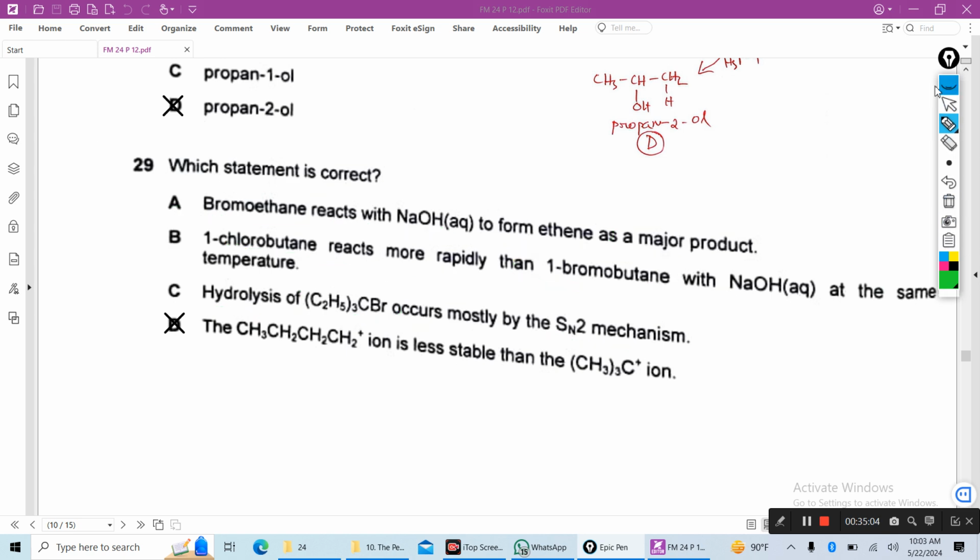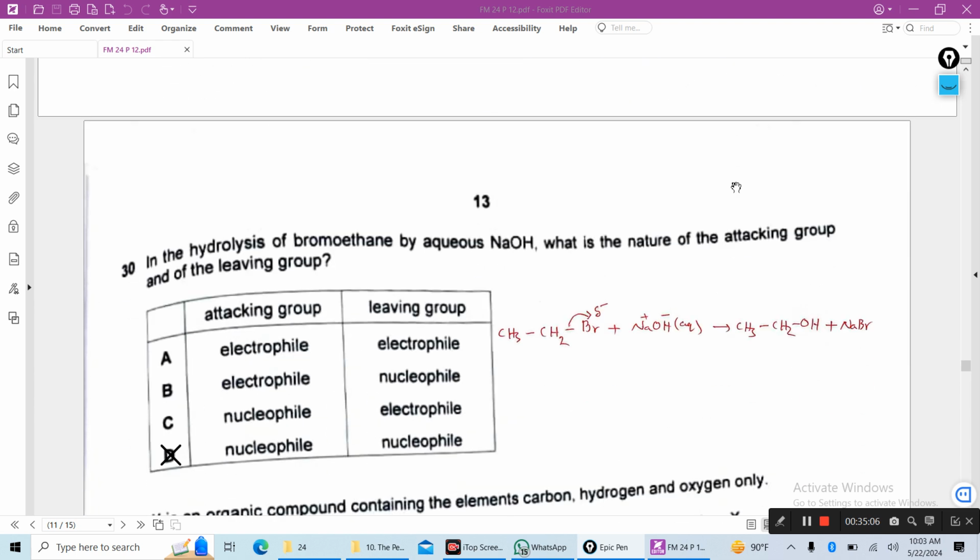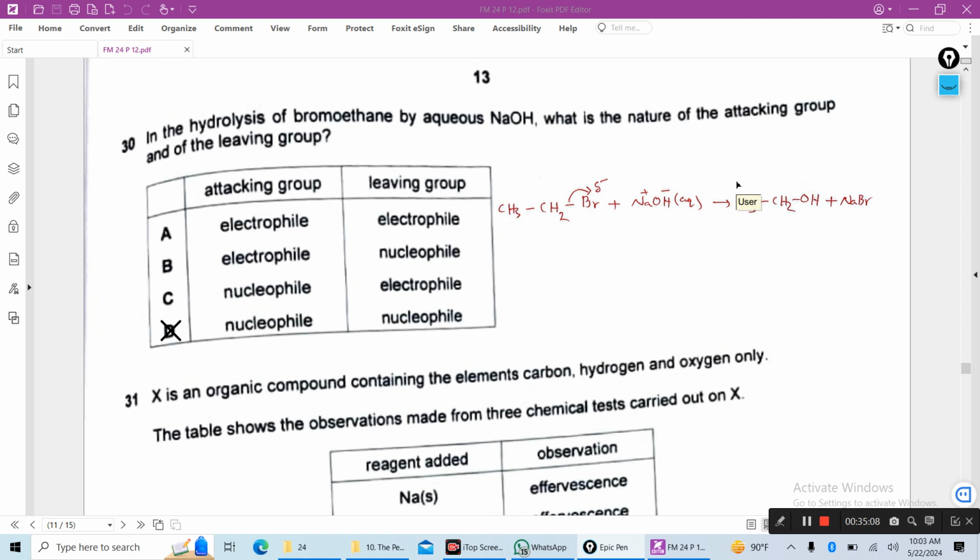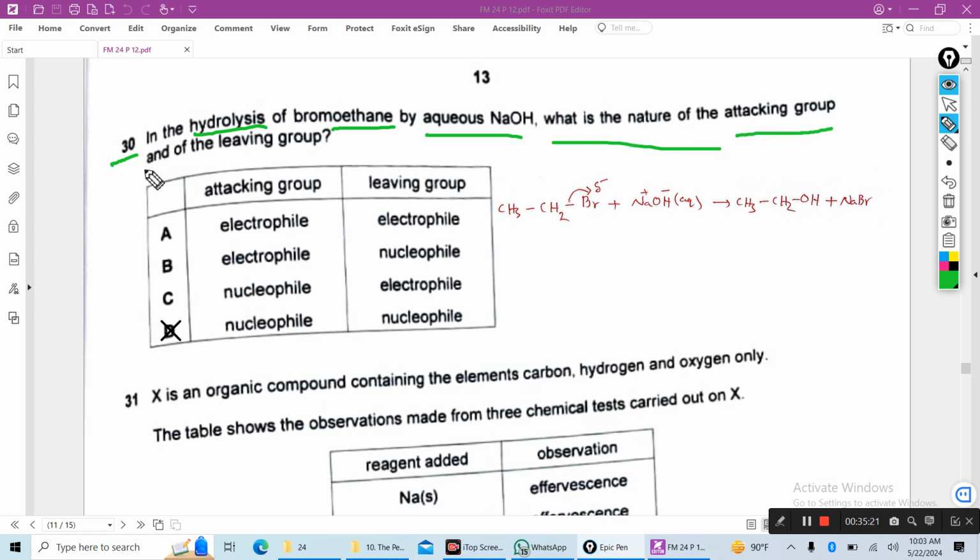Next, in the hydrolysis of bromoethane by aqueous sodium hydroxide, what is the nature of the attacking group and of the leaving group? So answer D is the right answer. Attacking group nucleophile and leaving group also nucleophile.